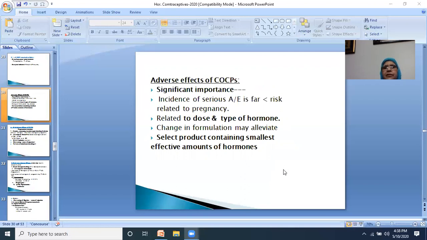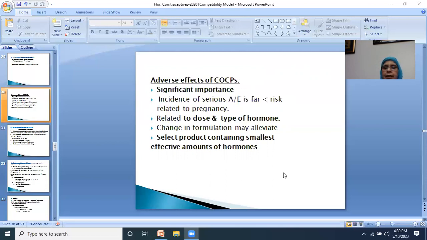Now, adverse effects of combination contraceptive preparations. These adverse effects are of significant importance because we are giving these drugs to young, healthy females, and we are giving them for months. But still, the incidence of serious adverse effects is far less than the risk related to pregnancy.